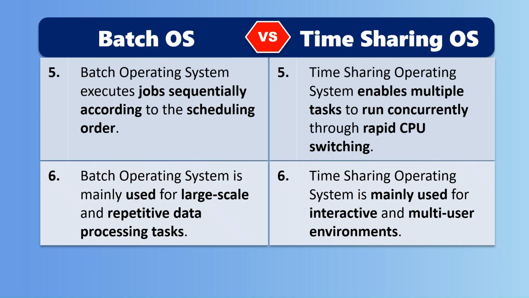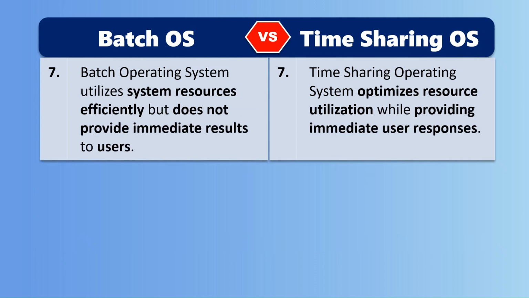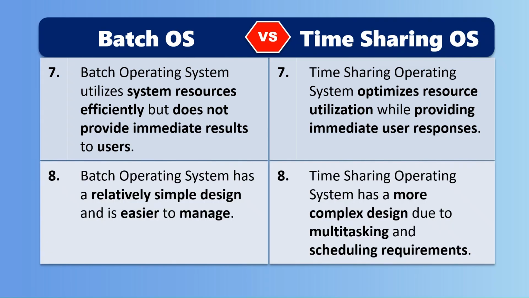Time-sharing operating system is mainly used for interactive and multi-user environments. Batch operating system utilizes system resources efficiently but does not provide immediate results to users. Time-sharing operating system optimizes resource utilization while providing immediate user responses. Batch operating system has a relatively simple design and is easier to manage.